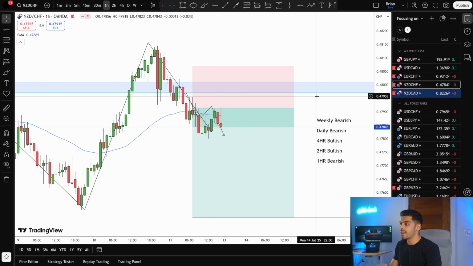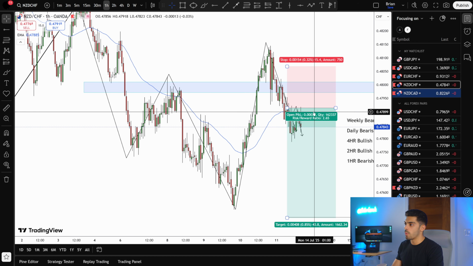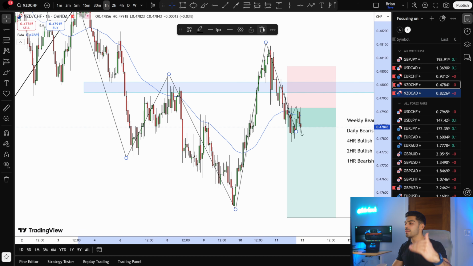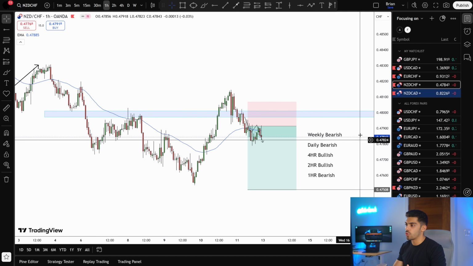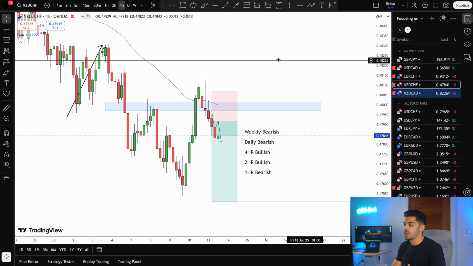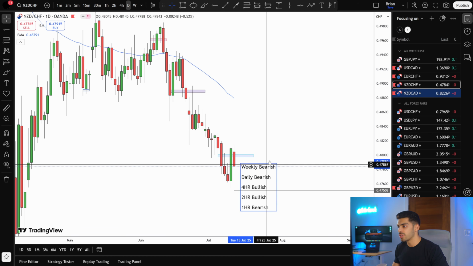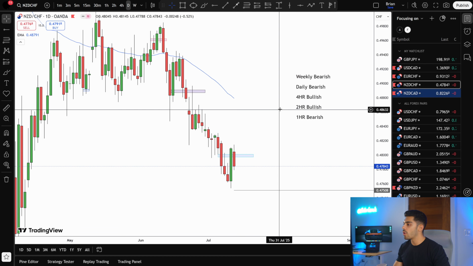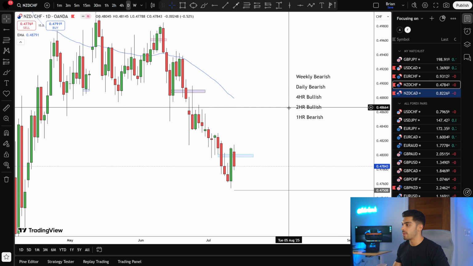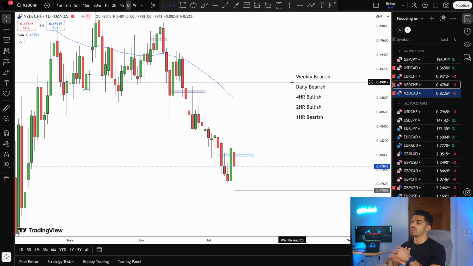Now, how do I decide to take sells on this market? Because the higher time frames are the ones that tell us the overall trend of the market. I'm going to pay more attention to what the daily and the weekly time frame are telling me, and I'm going to take sells if they are bearish, even though the 4-hour and the 2-hour were bullish. But if it were inversed, and the weekly and the daily were bullish instead, then very simply put, I would just be looking for longs, even if the 4-hour and the 2-hour were bearish.